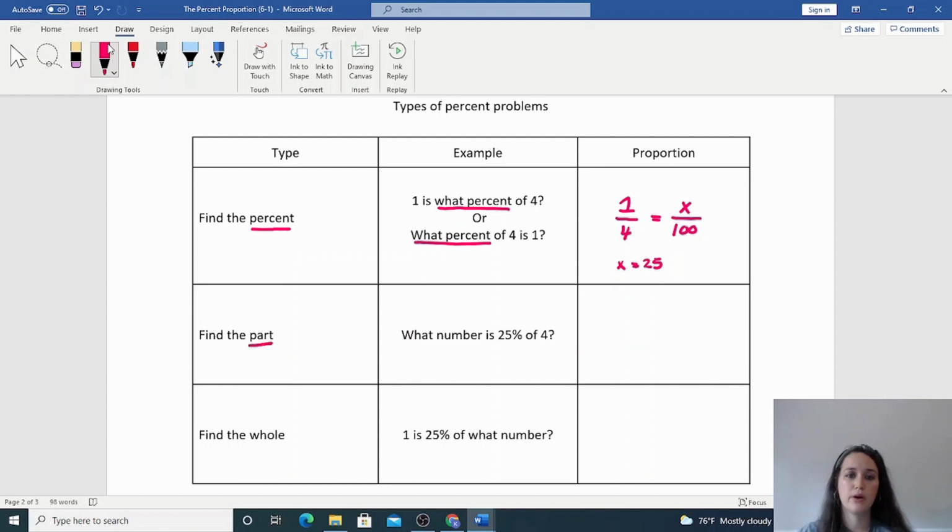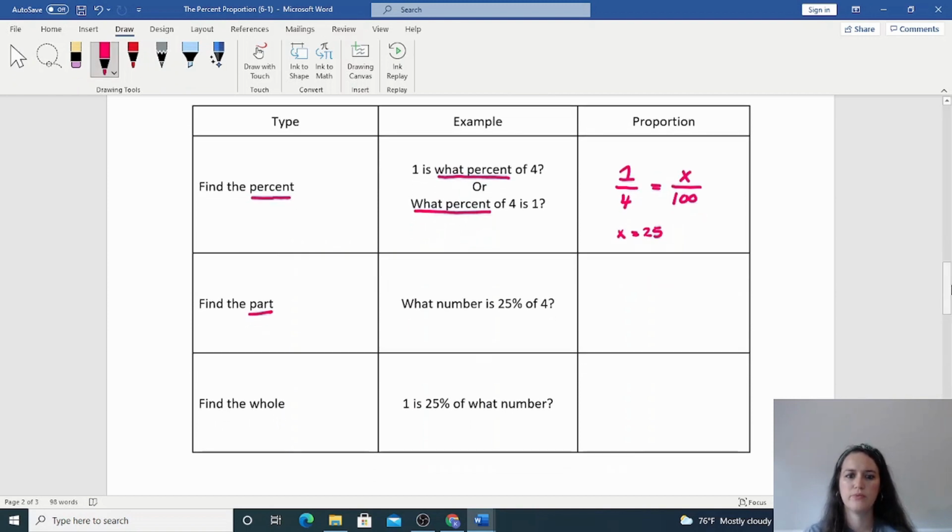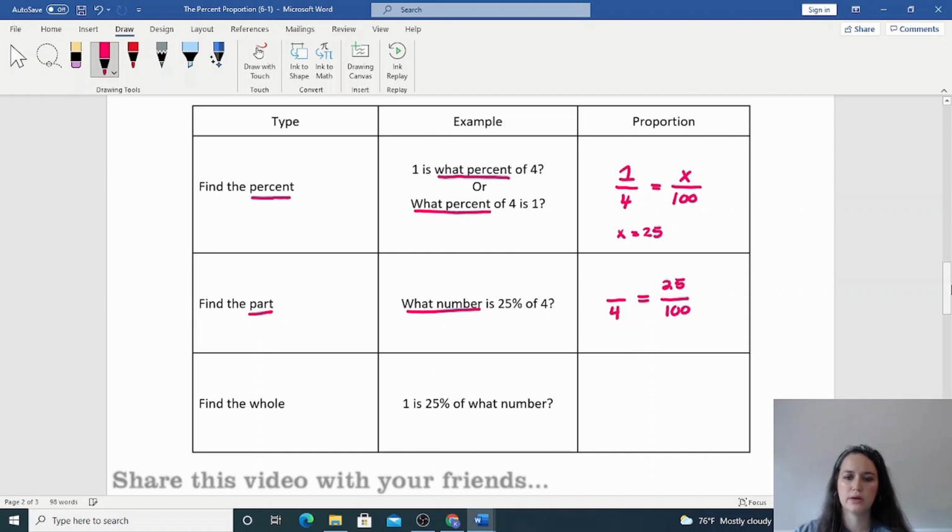Right, if I'm looking for the part, I'm looking for the what number is. Go ahead and set that one up. Okay, and these are all the same numerical question. It's just asking for different pieces. So I've got 25% over 100. There's of is 4, so on the bottom. So my unknown here, if I'm looking for the part, is going to be right here on the numerator, on the left side of my proportion. Okay, and then eventually you solve that, and then you get x equals 1.